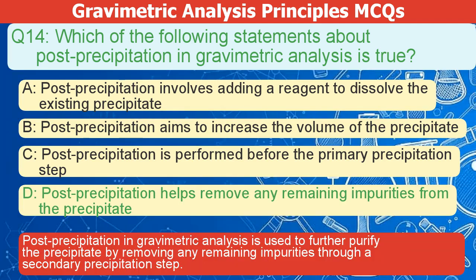The correct answer is D. Post-precipitation in gravimetric analysis is used to further purify the precipitate by removing any remaining impurities through a secondary precipitation step.